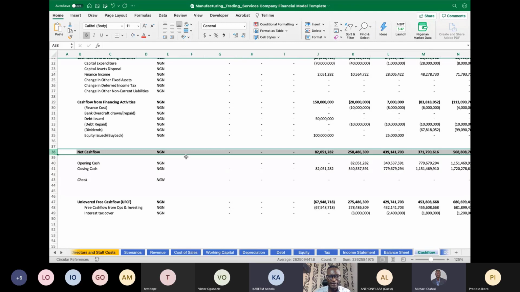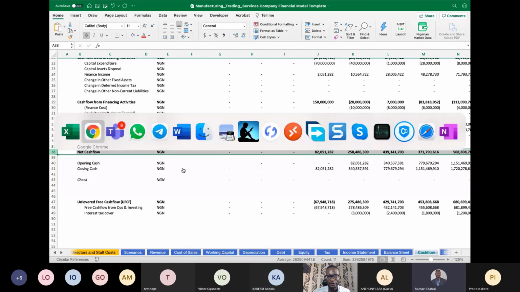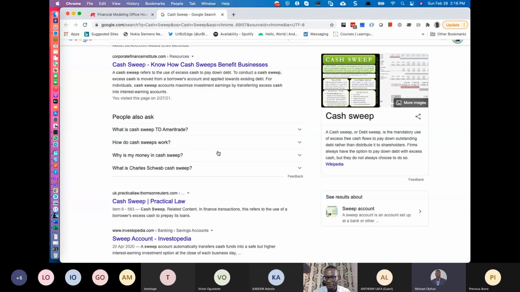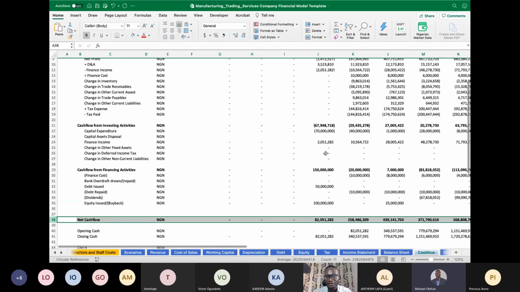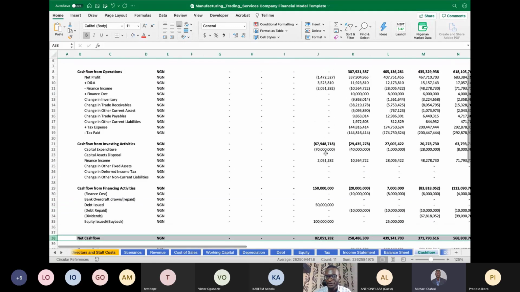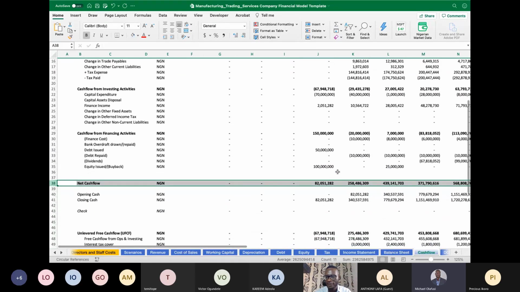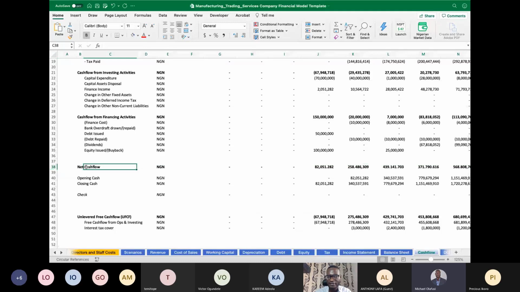Now, I don't know if you were here when I was talking about the definition of cash sweep. I think we even went online to Google that. You see that it's not me picking it up. So cash sweep refers to you using your excess cash to pay down debt. And if you think about it, what is a company's excess cash? That is the net cash flow. That's what you have after you've settled all of the things that are necessary to settle within your operations, investing and financing, right? So this is the equivalent of our excess cash flow in this case.